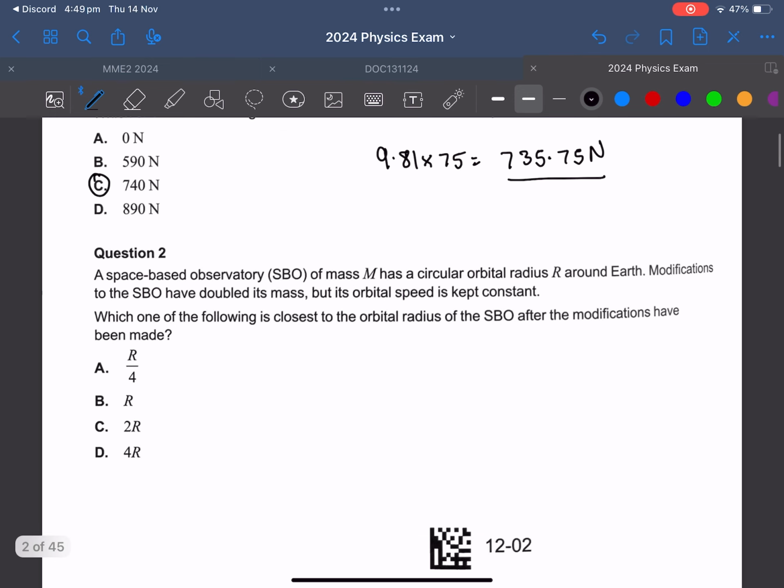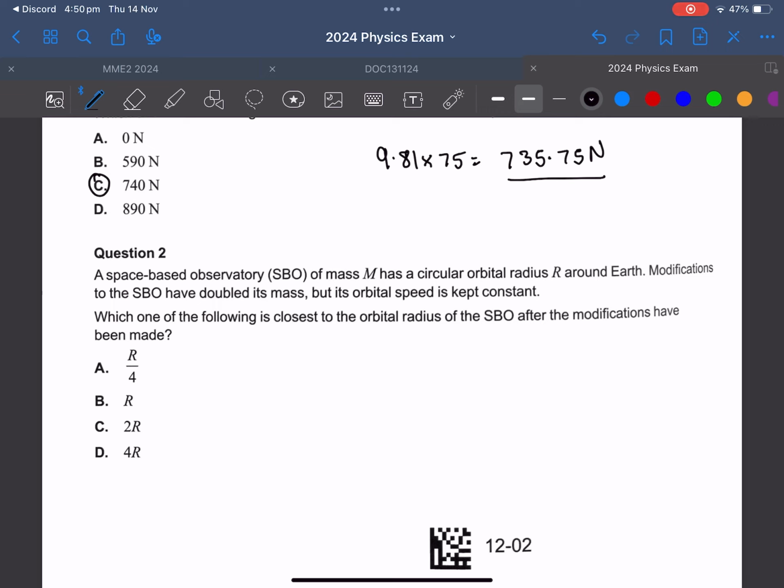A space-based observatory, SBO, of mass m has a circular orbital radius r around the Earth. Modifications to the SBO have doubled its mass, but its orbital speed is kept constant. Which one of the following is the closest to the orbital radius of the SBO after the modifications have been made?